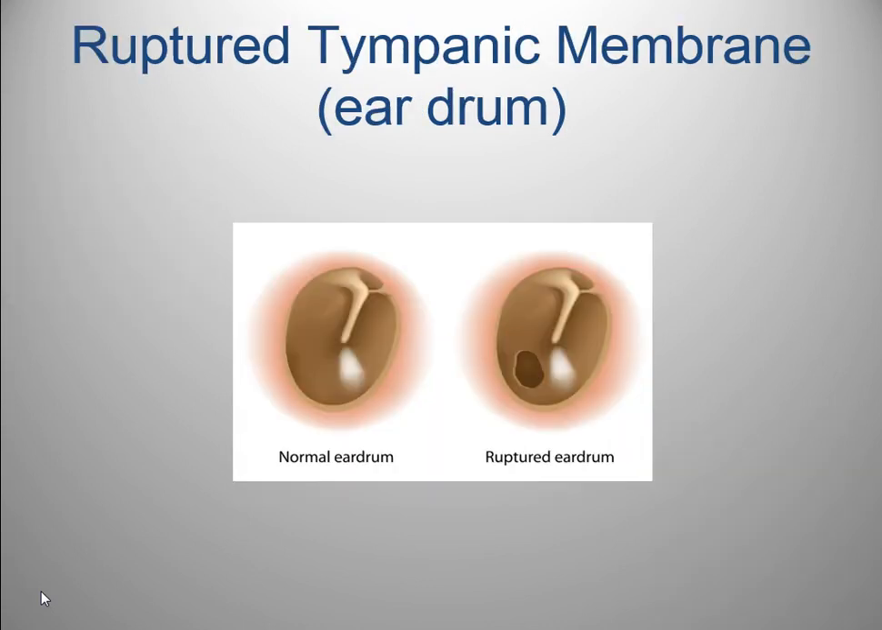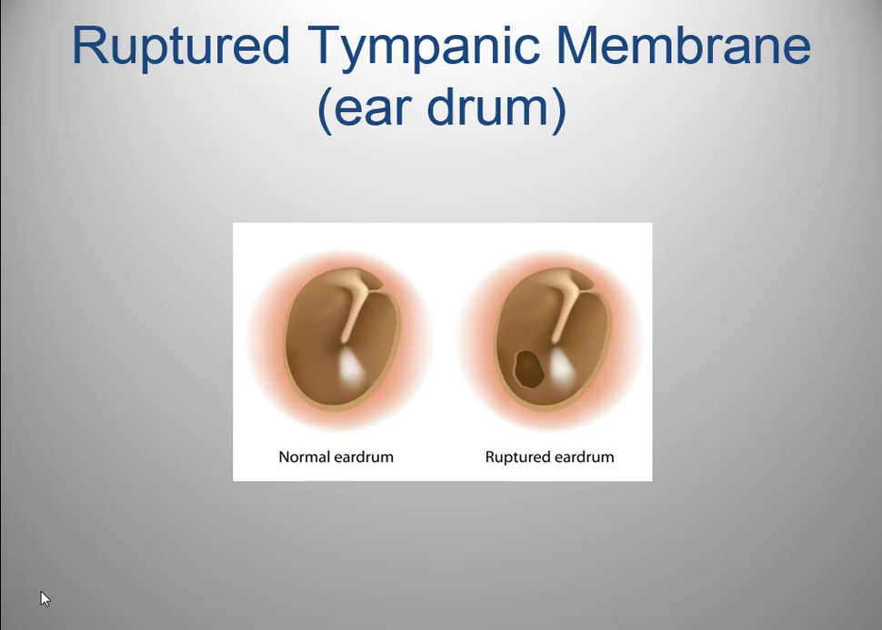A ruptured tympanic membrane, which is a ruptured eardrum. How do we rupture our eardrums? Eardrums can be ruptured from loud sounds, but more commonly than not, a ruptured eardrum will occur from increases of pressure. So you hear about scuba divers and the pressure, they don't release the pressure, they don't swallow properly. That can cause a rupture of the eardrum itself, and there'll be bleeding.